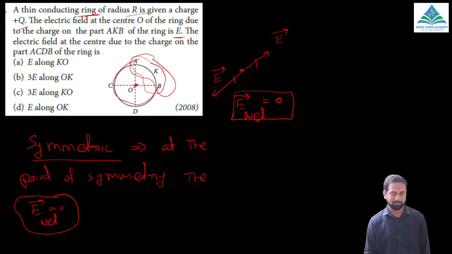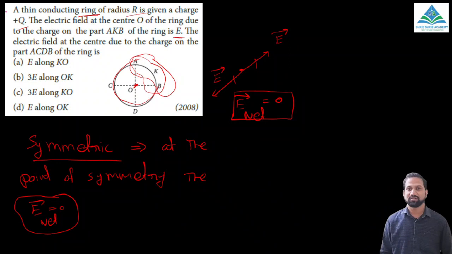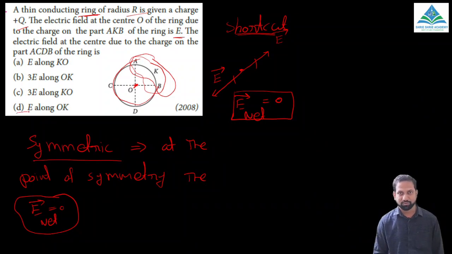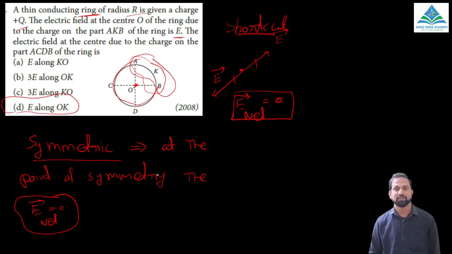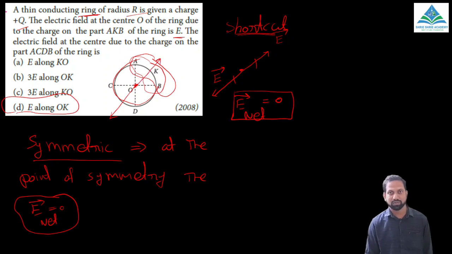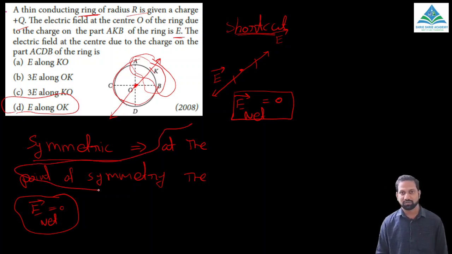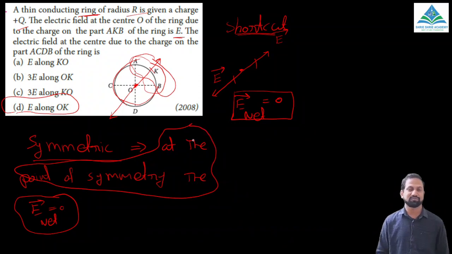You should not calculate this problem with the formula, because if you calculate, you will get the answer of course, but you will get it after 5-10 minutes. This is a shortcut I am giving. I did not explain this problem in the actual way of explanation, because I should not waste the time for this. So the correct option is going to be option D. It is along the OK. Because of AKB the field is this way, because of ACDB the field will be this way, so that they cancel each other, because of the point of symmetry I said already.